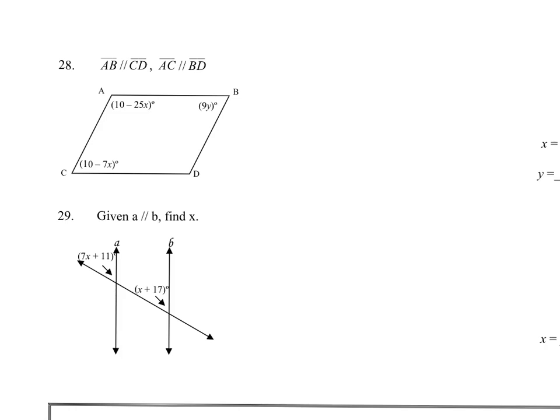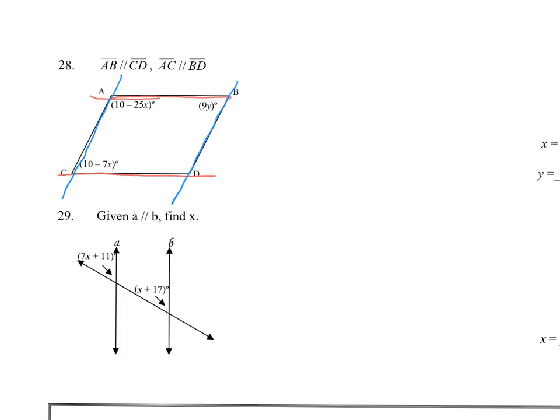All right, in problem 28, we are told that we have AB parallel to CD, and we have AC parallel to BD. And we are asked to find both x and y.